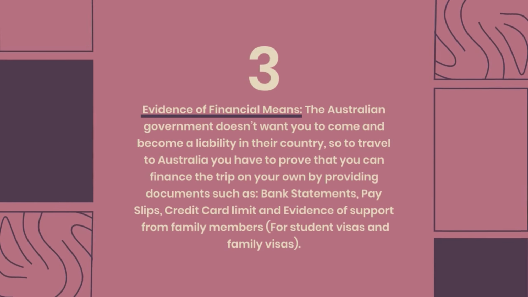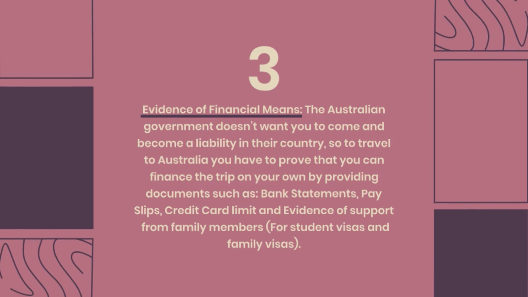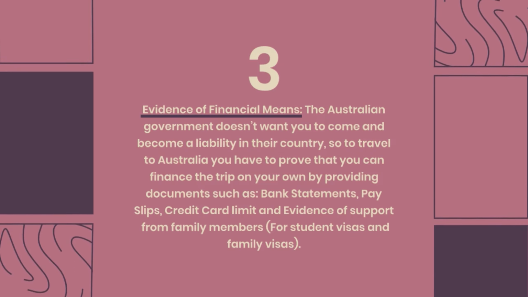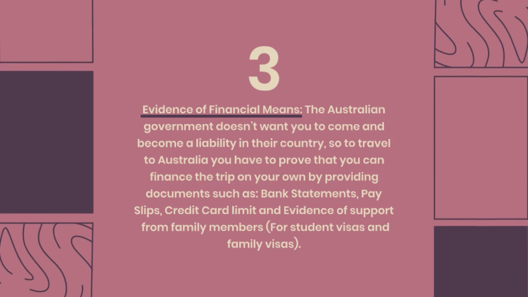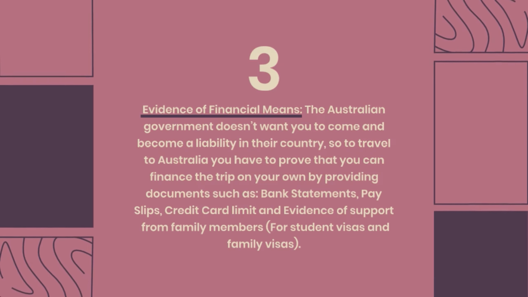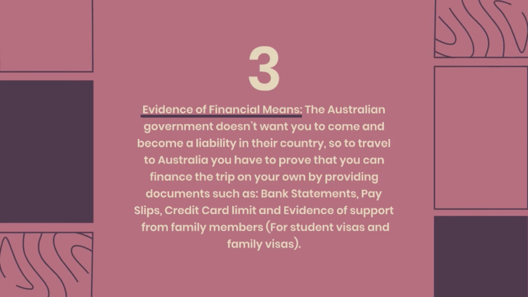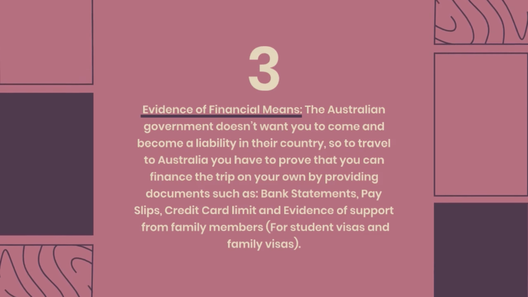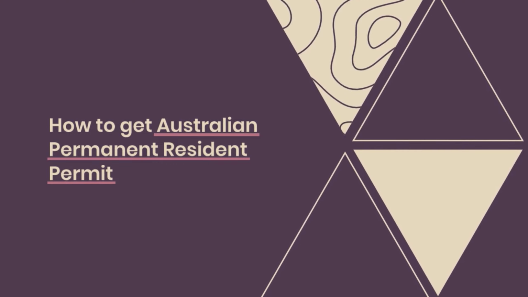3. Evidence of financial means. The Australian government doesn't want you to come and become a liability in their country, so to travel to Australia you have to prove that you can finance the trip on your own by providing documents such as bank statements, pay slips, credit card limit, and evidence of support from family members for student visas and family visas.